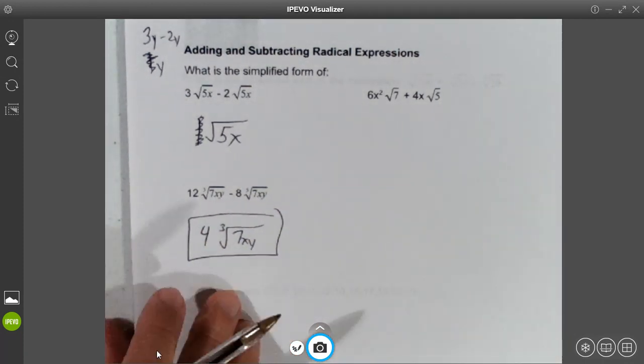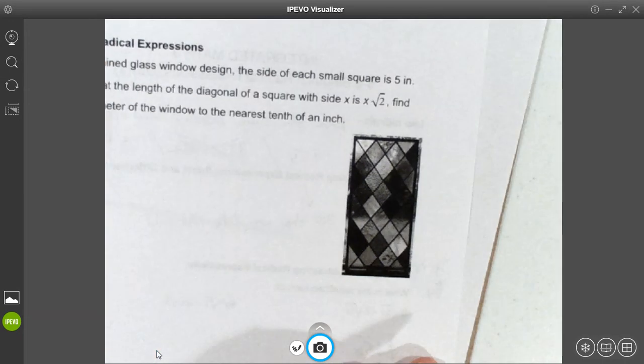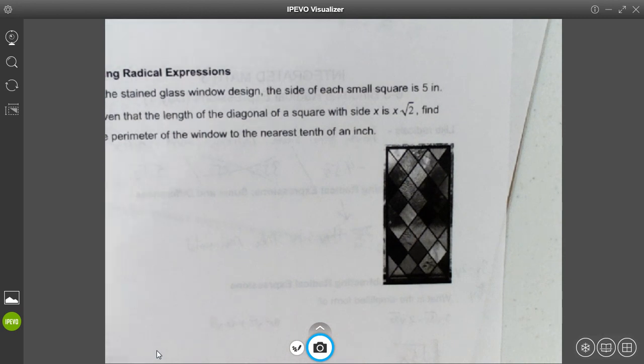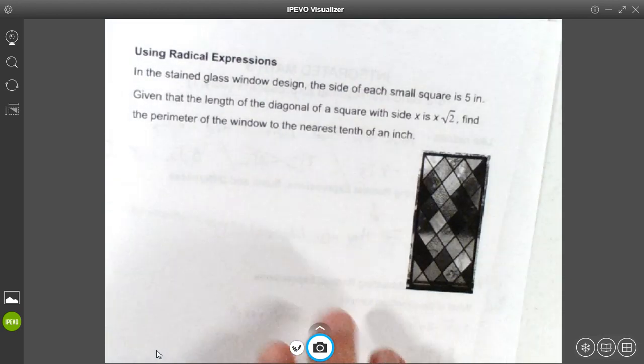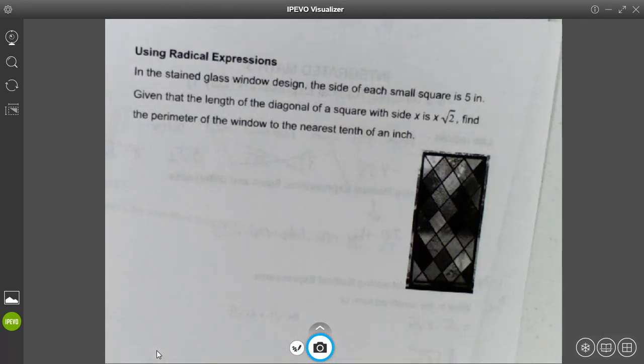Now, just one quick example here of kind of applying this a little bit. It says, in this stained glass window design, the side of each square is 5 inches.